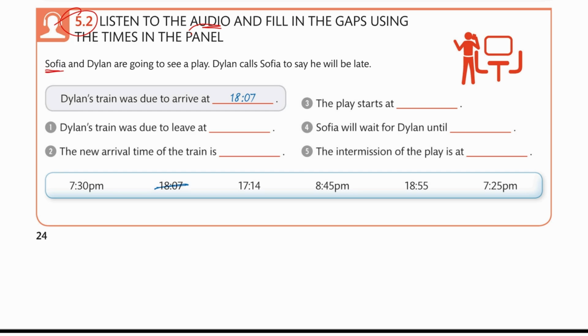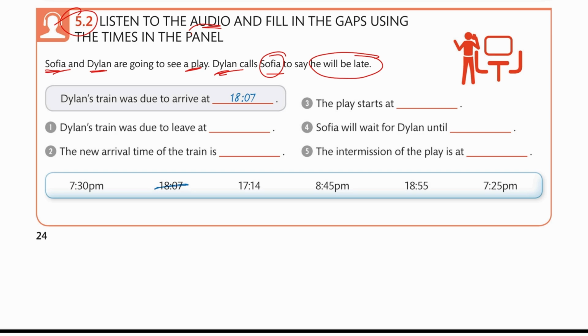In this 5.2, you're going to listen to the audio and fill in the gaps, right? In the audio, you're going to hear Sophie and Diane going to see a play. A play is something that people act, and you go to watch it. They act on a stage. We call it a play. If you go to see a movie, the movie is shown on the screen. But if you go to see a play, people act on a stage. So Sophie and Diane are going to see a play, and Diane calls Sophie to see if she will be late.